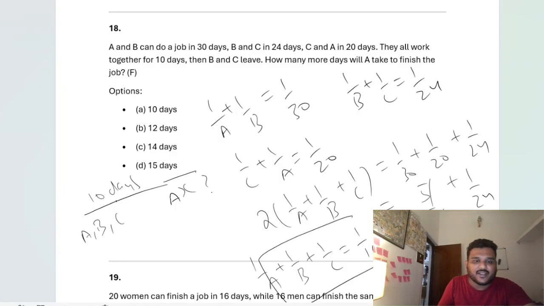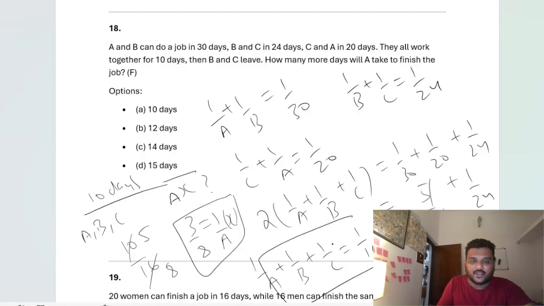We can say in 10 days they would have done 10 by 16 work, or 5 by 8 work. So work remaining is 3 by 8. A takes, we don't know how much is A's, right? So we have to still solve again. So how do we get A? Use these two equations, subtract them.